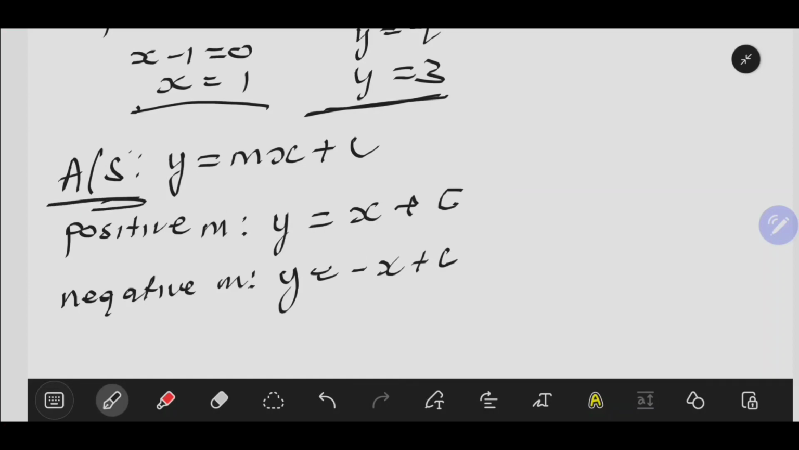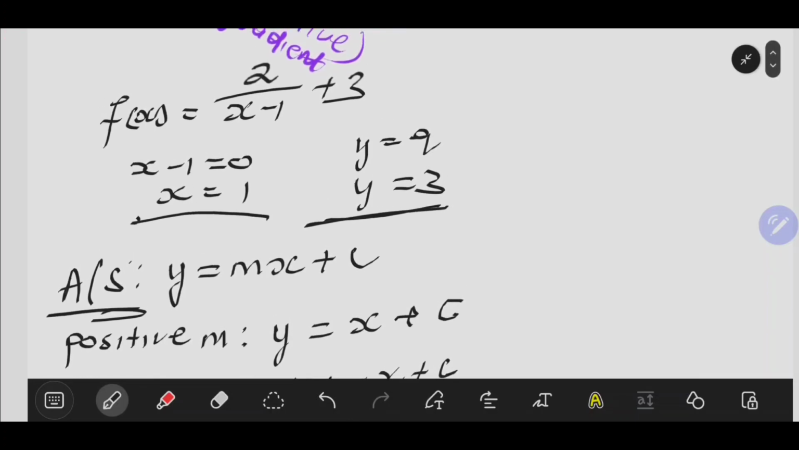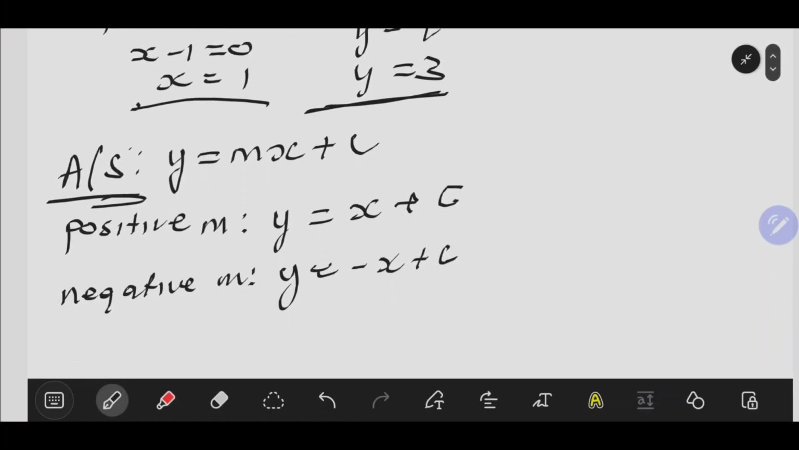So if they want the axis of symmetry, whereby they tell you that the other asymptote is decreasing, you know that you're going to use the one for negative gradient. But if they tell you that you must look for the equation of the axis of symmetry, whereby the other asymptote is increasing, then you're going to use the one for positive gradient.